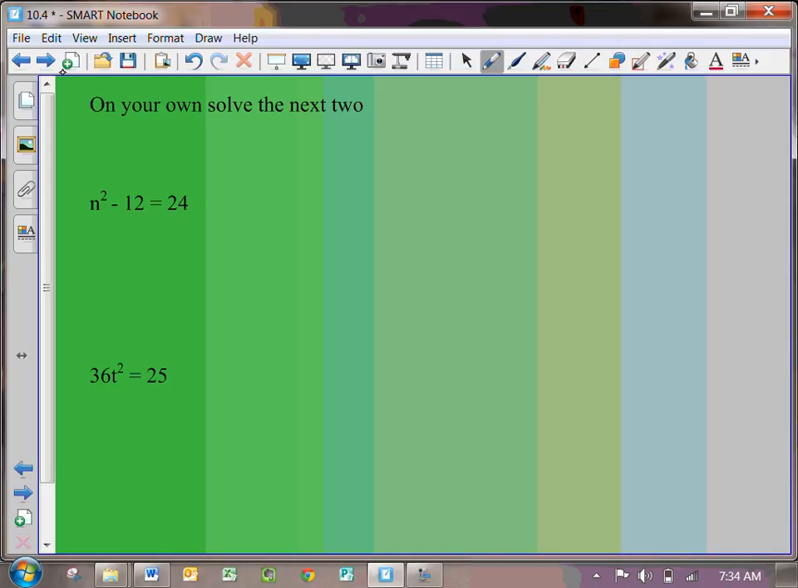All right, here we go. So first one, adding 12 to both sides. So n squared equals 36. Square root. n equals 6 or negative 6, one of those two.